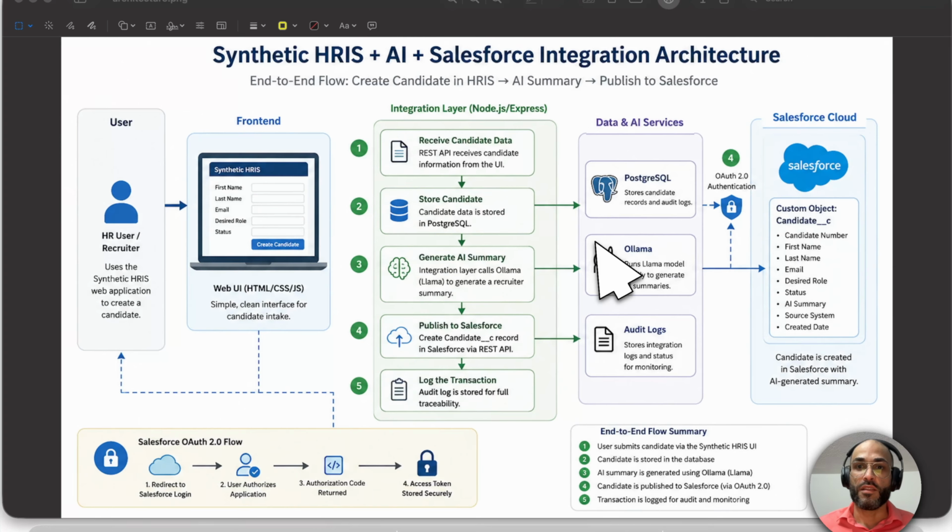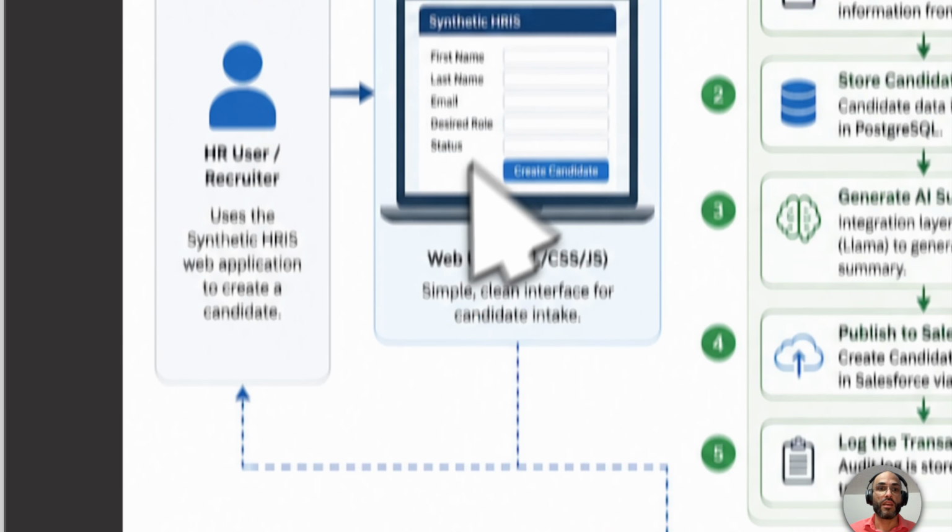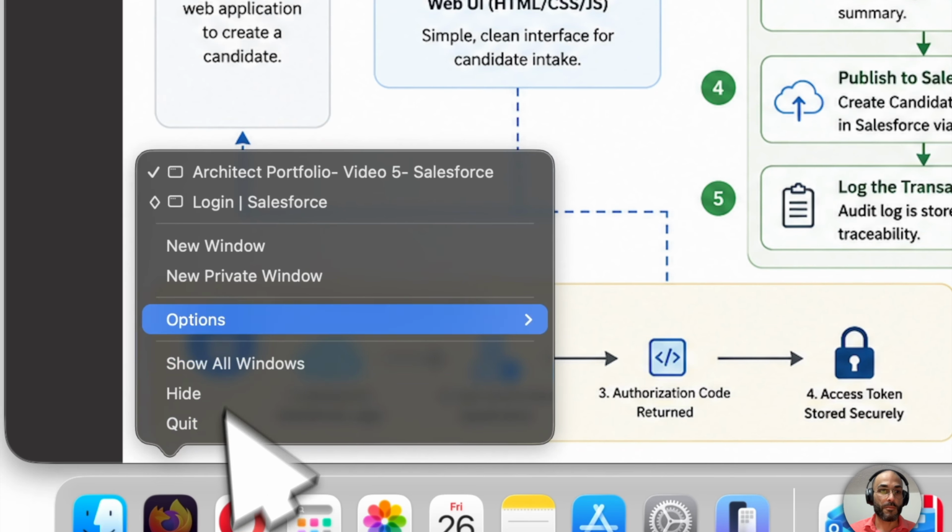This is the part where we're talking about the data and the AI services being used. And finally, it uses OAuth 2.0 authentication for publishing the data into the Salesforce Cloud CRM. Okay, so let's go over a quick demo and see how this plays out.